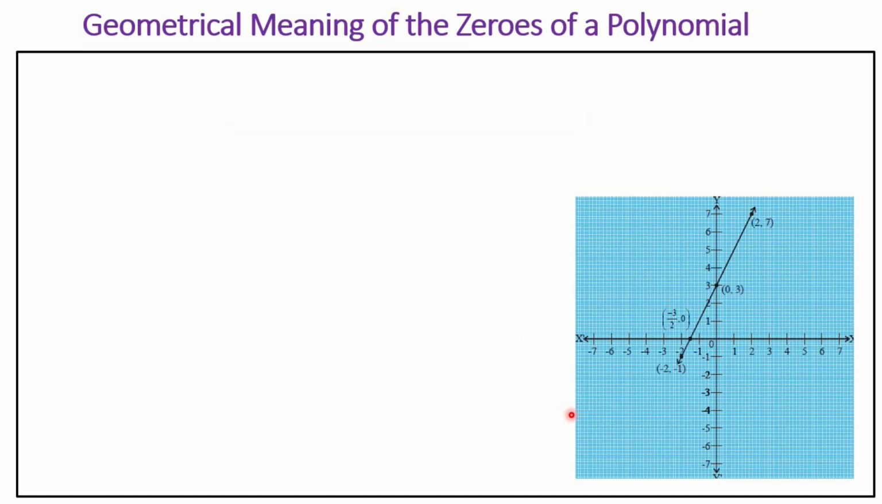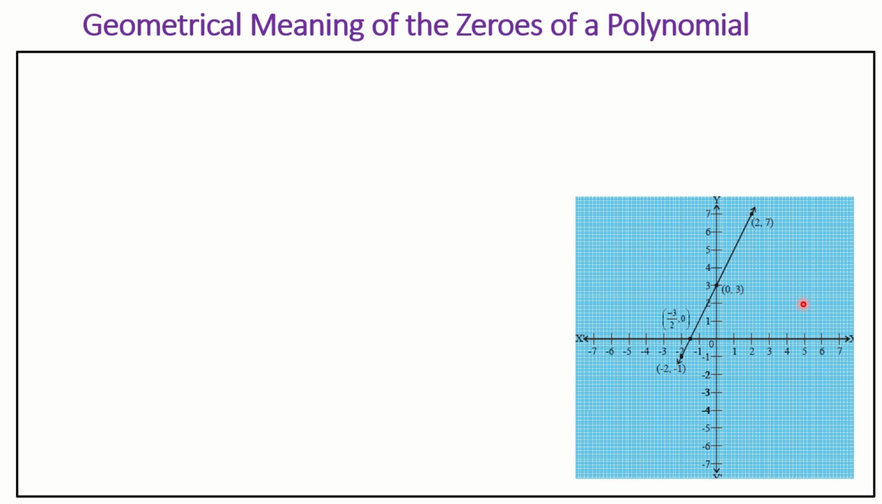Now the geometric meaning of the zeros of a polynomial we will learn. If you see the graph here, we can tell this is a line, right? This is a line graph. So that's a linear polynomial, right? Which is intersecting the x-axis at around minus 3 by 2 comma 0, and intersecting the y-axis at 0 comma 3. So this is what you can understand from the graph.